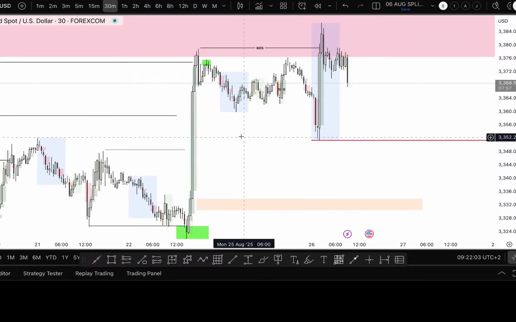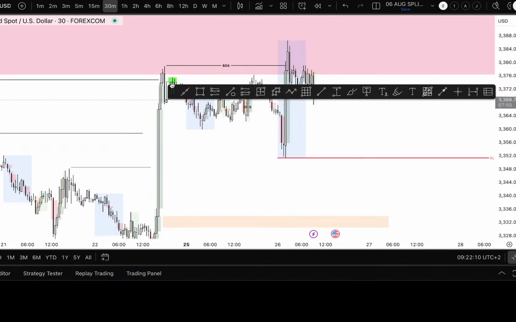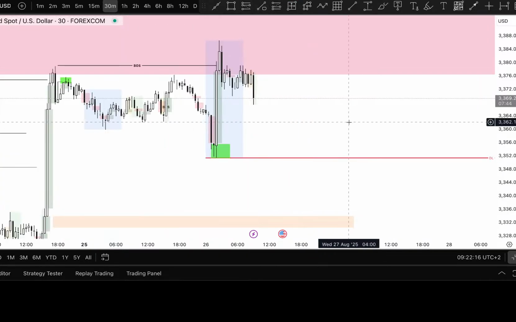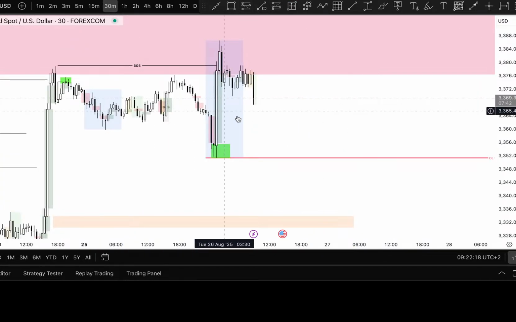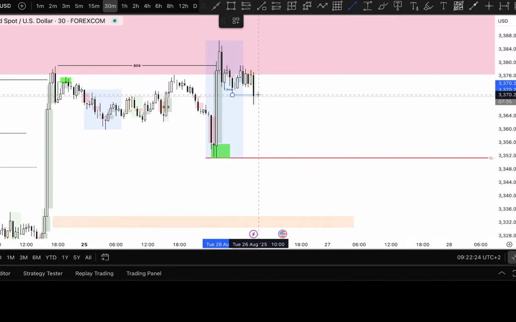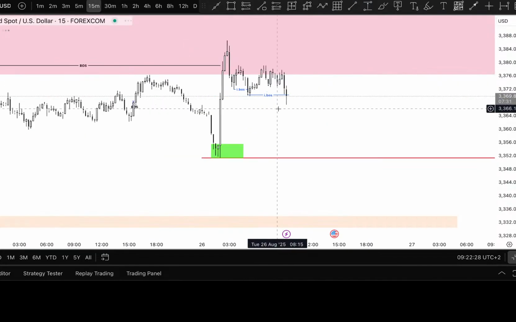In the 30 minutes you can see that the price induced here, the price came up, induced here, and we consider this another inducement that happened here in the H4 and in the 30 minutes, so it's really relevant. And now what happens is that we have this breakout structure internally to the downside, which is cool.